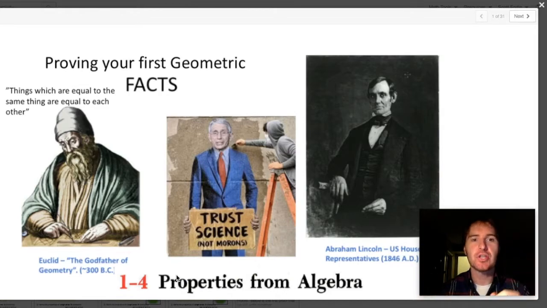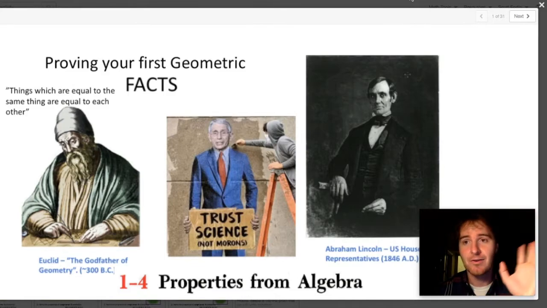Because we're actually jumping into proving your first geometric facts. Again, this class is all about facts, and it started with Euclid proving the original geometric facts, sort of the foundation of Western geometry and philosophy and fact finding, really, and it influenced people in the 1900s. Of course, Abraham Lincoln, we'll be talking more about him, and it continues to influence people who care quite a bit about facts in today's day and age.